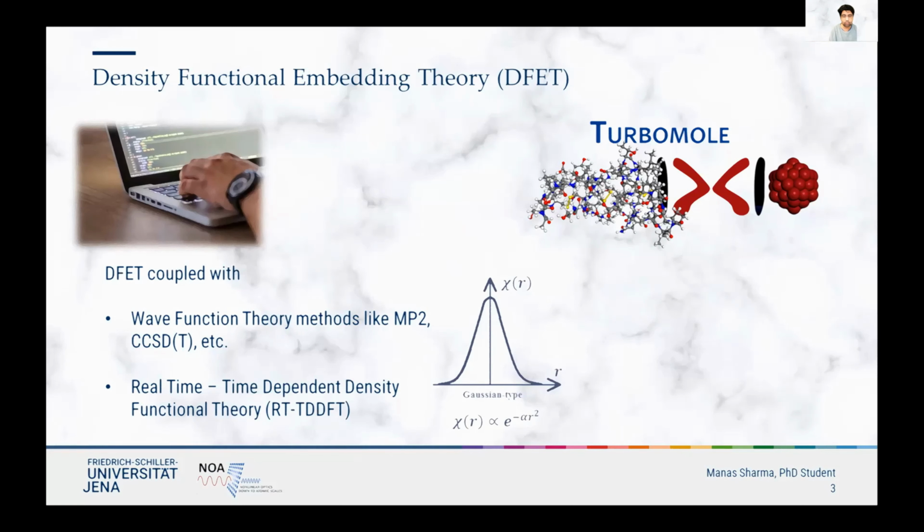And at this point, I would also like to point out that my work is quite closely related to a talk that we saw earlier by Professor Fabio Della Sala, where he had implemented FDE within TURBOMOLE, and that has been also quite useful for me, but I'll mention how it's related or not related later on.